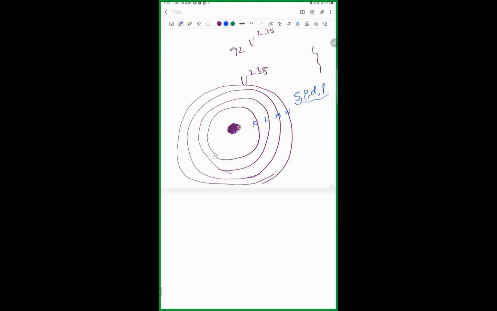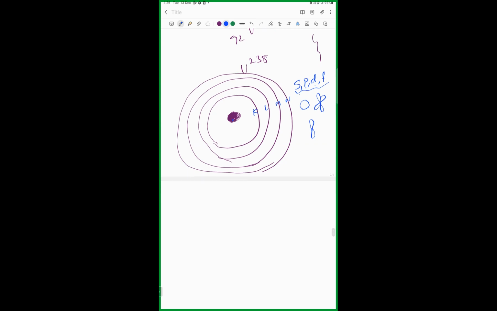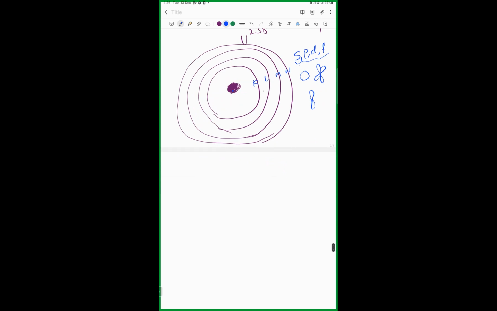Next year you will study the structure of orbitals. The s orbitals are spherical in shape, p orbitals are dumbbell in shape, d orbitals are double dumbbell in shape, and f orbitals are in three dimensions. It's very difficult to draw the f orbital. That is also having a dumbbell-like shape only. Now the electrons are present.